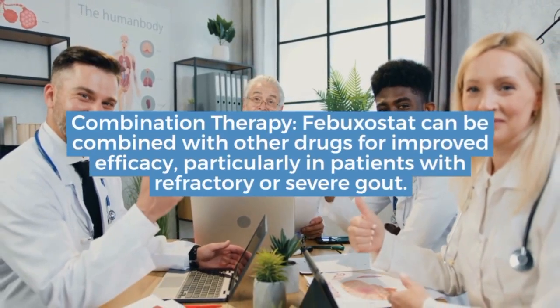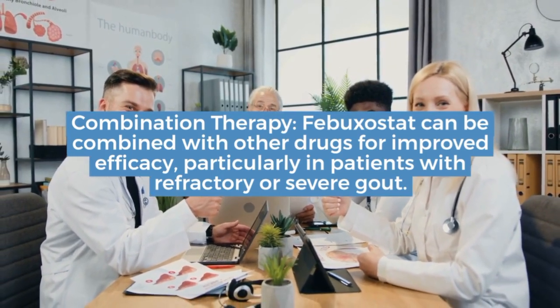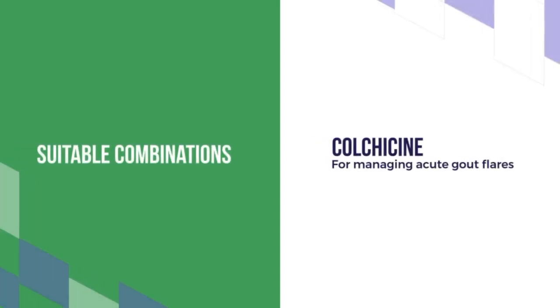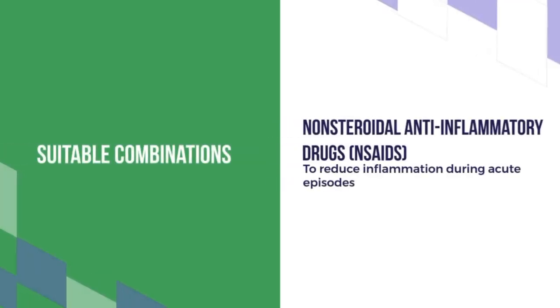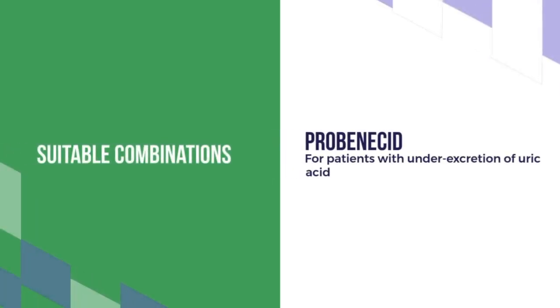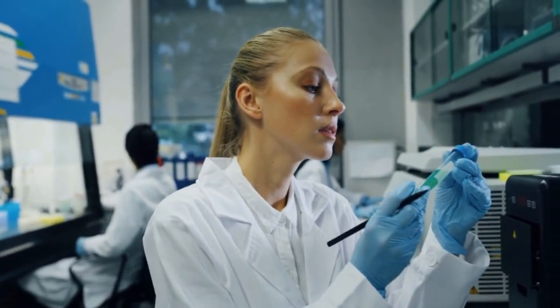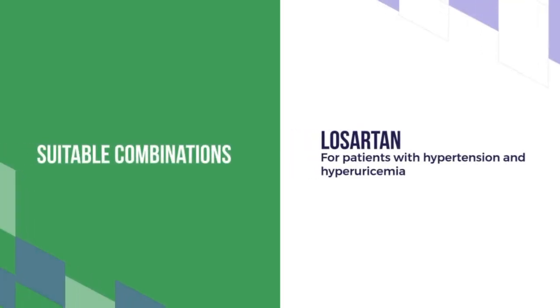Combination therapy. Febuxostat can be combined with other drugs for improved efficacy, particularly in patients with refractory or severe gout. Suitable combinations include colchicine for managing acute gout flares, while febuxostat controls uric acid levels; nonsteroidal anti-inflammatory drugs, NSAIDs, to reduce inflammation during acute episodes; probenecid, for patients with underexcretion of uric acid to enhance uric acid elimination; allopurinol, which in rare cases may be combined for patients requiring more aggressive uric acid reduction; and losartan, for patients with hypertension and hyperuricemia.